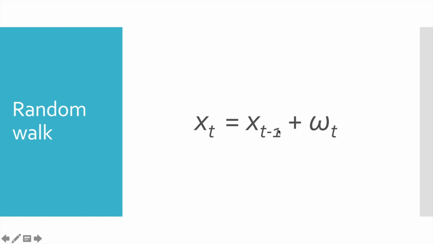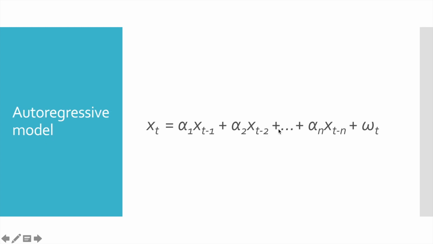But unfortunately, a real price chart requires more complex models. This random walk model is just a partial case of the more general autoregressive model. Here is its formula. As you see, in the case of the autoregressive model, the current value may depend on 1, 2, 3, or even more predecessors multiplied by certain coefficients, plus some random noise.